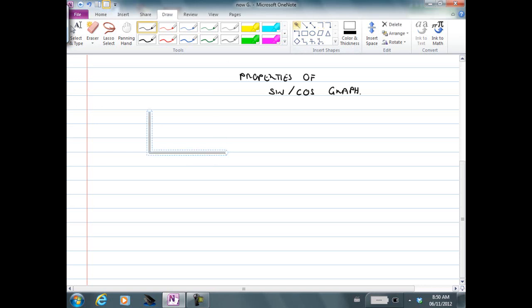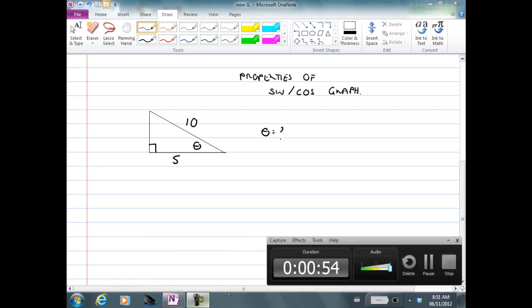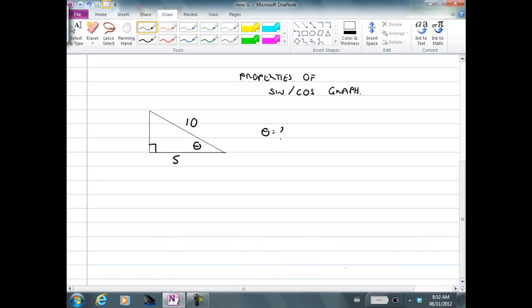So let's draw a triangle. I want to see who remembers all this stuff from grade 10. Let's test your skill out right now. This angle is theta. This is 5. And this, I'm going to give you a random number of 10. Without my help, using grade 10 knowledge, find theta. I want to see who remembers. I'm going to pause it, walk around, and look at this one.